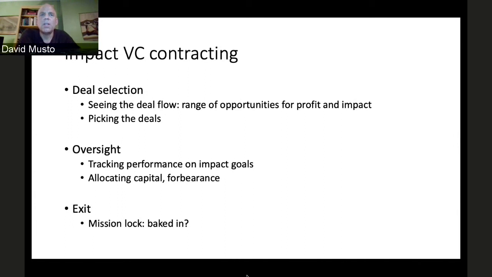And then, of course, as I mentioned, the exit from VC is usually just a simple question of, hey, how do we get top dollar out of this? How do we get out of this stock and make the most money, right? With impact, yes, you want to make money, but you also have to think about what's going to happen to the social benefit of this company once you exit. So next slide.